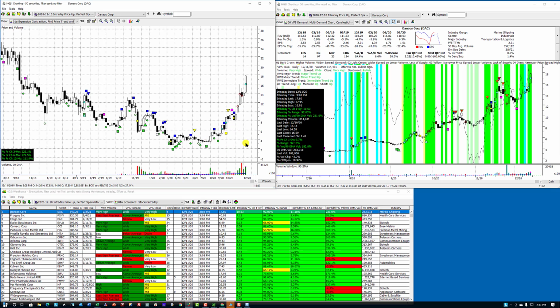Okay, here's the weekly chart. So you can see how strong this trend has been recently on the weekly, and then this demand chart over here shows how the demand has been. So what's this date down here? You can see there's a lot of accumulation here based upon VPA flags.